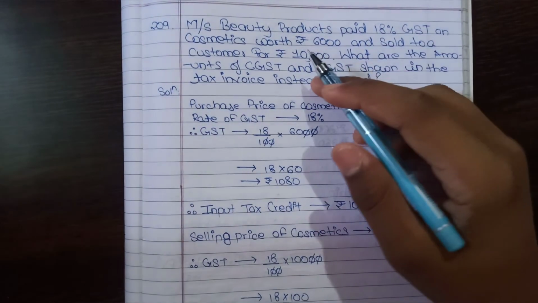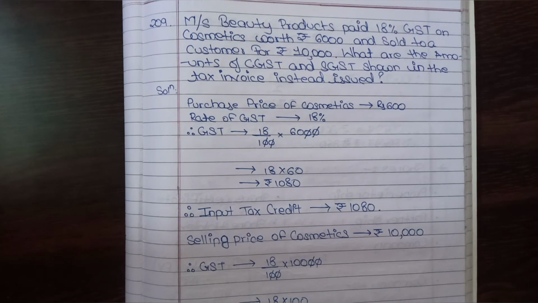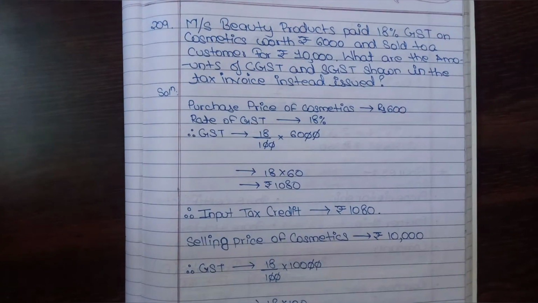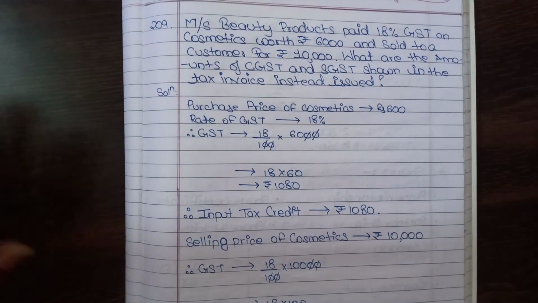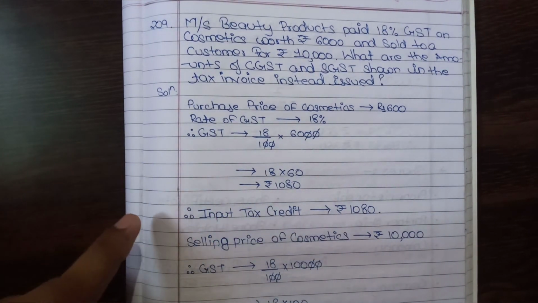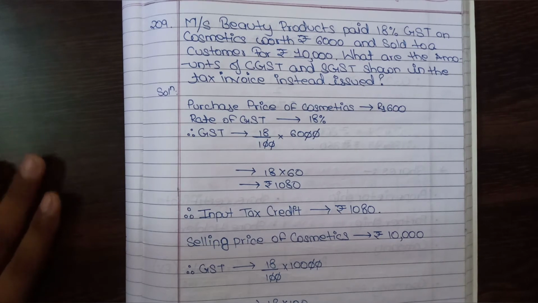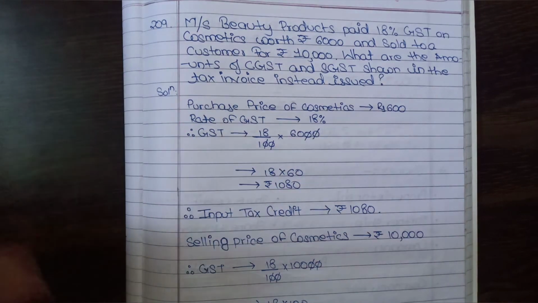Now we are going to solve the last question of this exercise, which is Miss Beauty Product paid 18% GST on cosmetics worth rupees 6,000 and sold to a customer for rupees 10,000. What are the amounts of CGST and SGST shown in the tax invoice issued? Now what we will find is the input tax credit and then GST for the customer. Now we'll see overall.